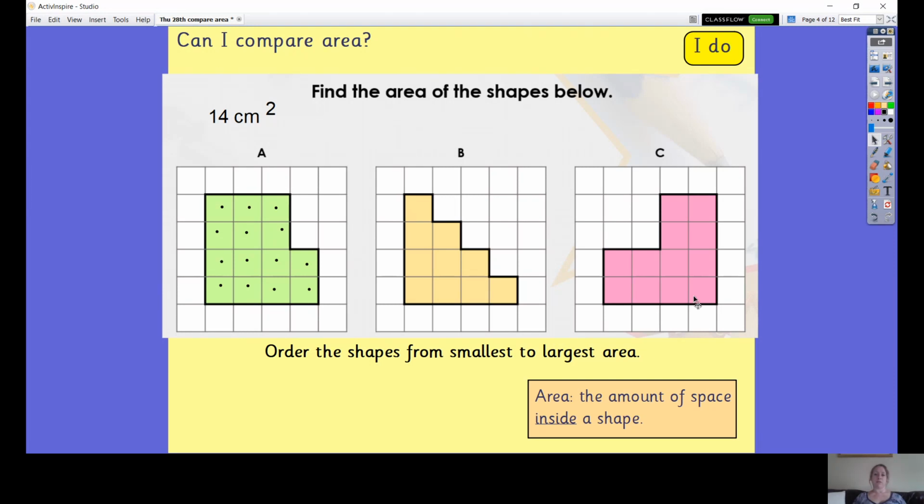So just pause and have a count of the others and then put them in order. Just the letter of the shape. So we've got A, B and C. So put the letters in order from smallest to largest area. Off you go.